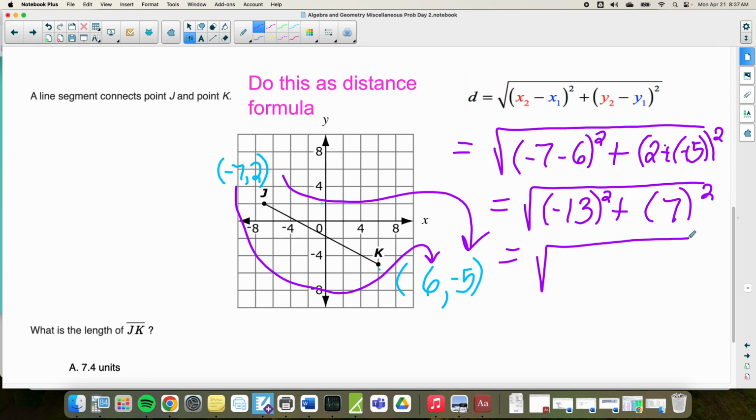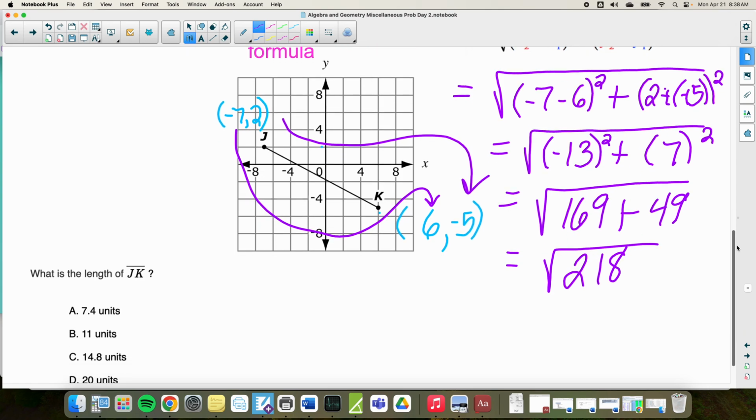One place that I see kids getting distance formula wrong is they try to skip this step and they miss like a minus sign. So because you have such few problems, show your work and make sure you don't make those silly mistakes. So -13 squared. 13 squared is 169. Do you think it's going to be positive or negative? Positive. And 7 squared is 49. So that would be what, 218?